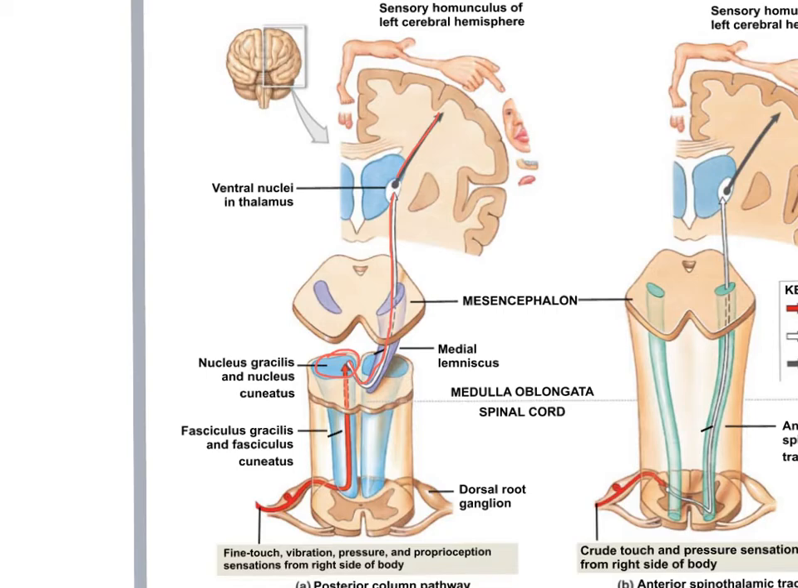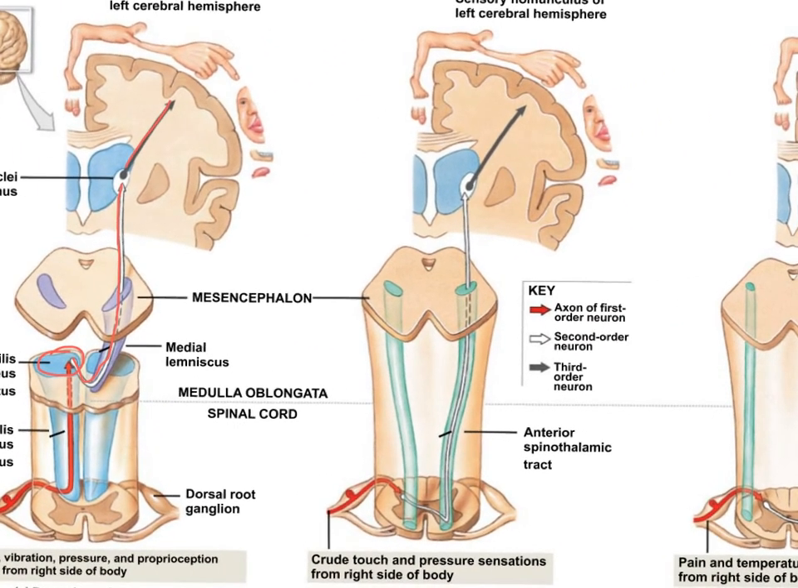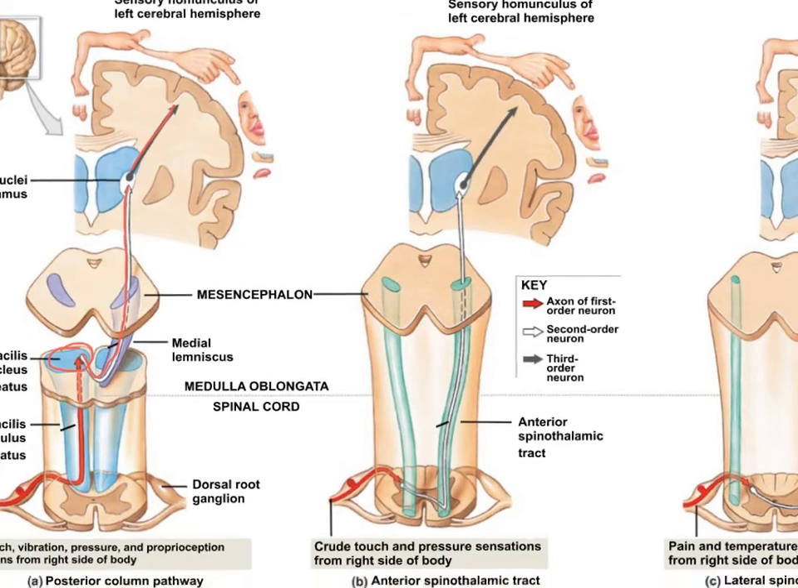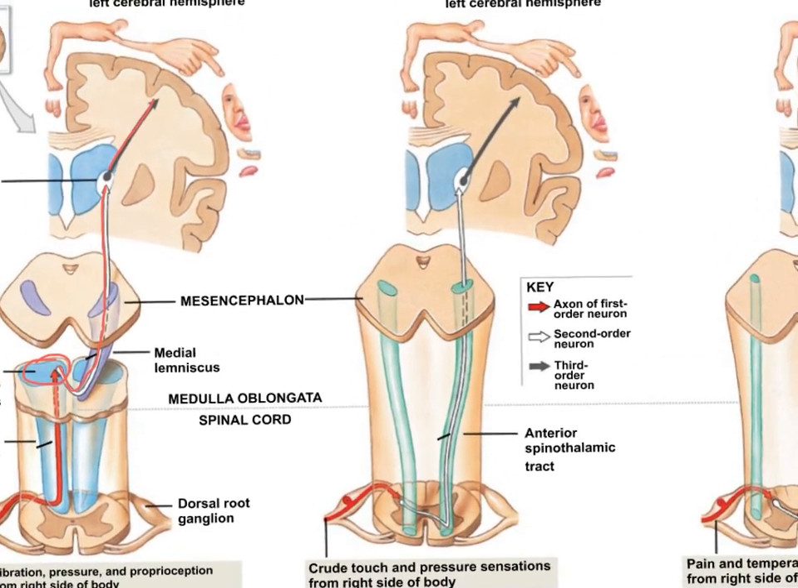Okay. So then we have this one right here. First of all, what's it carrying? Crude touch and pressure, right? So we know what it's carrying. It's coming in through that first order neuron. It's synapsing right away, crosses right away. Now it's in that anterior white column, and then it's going to go up to the thalamus. So that would be the anterior spinothalamic tract, the anterior spinothalamic pathway.